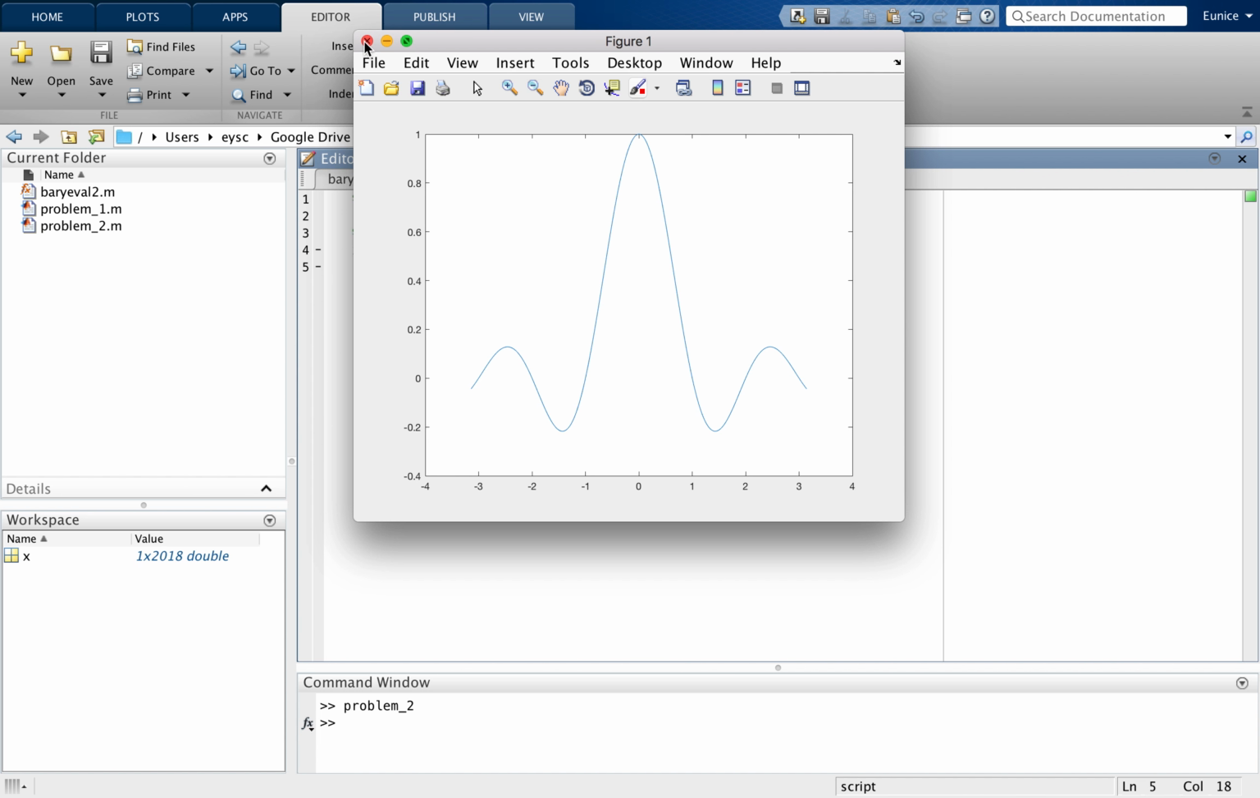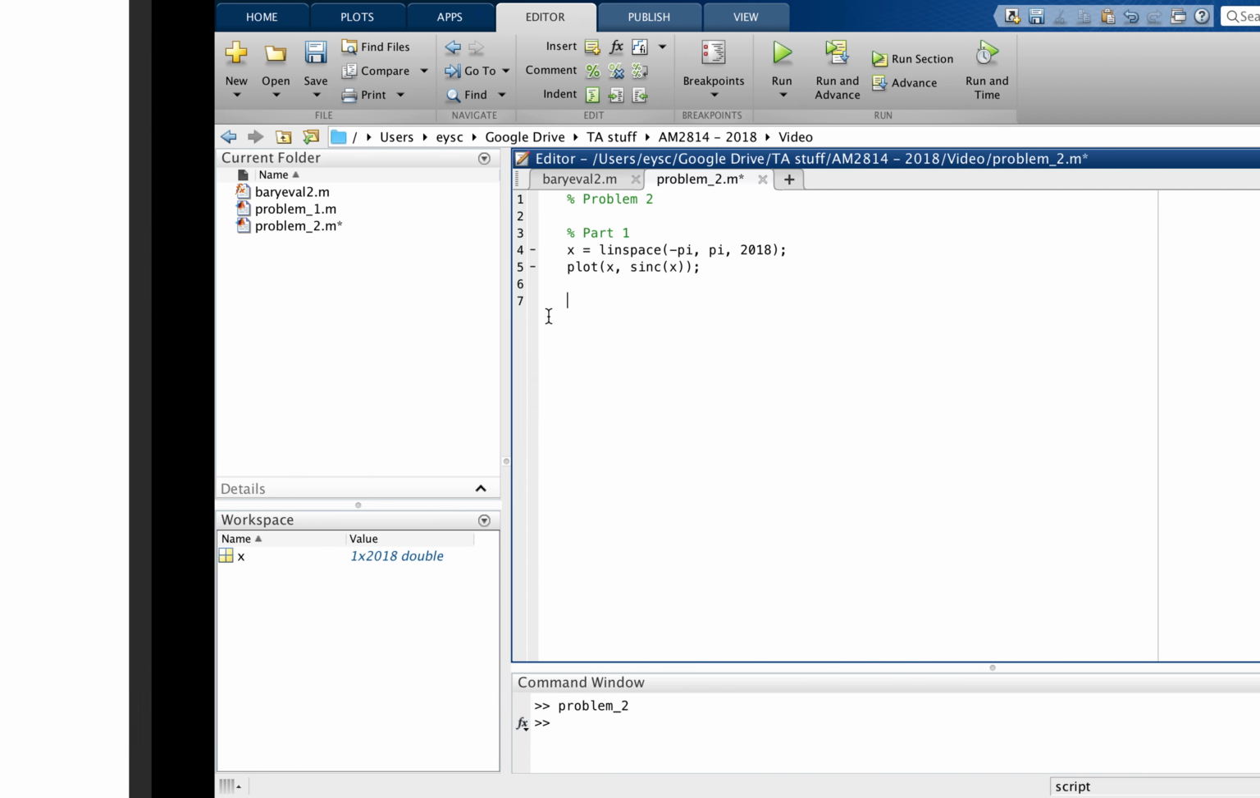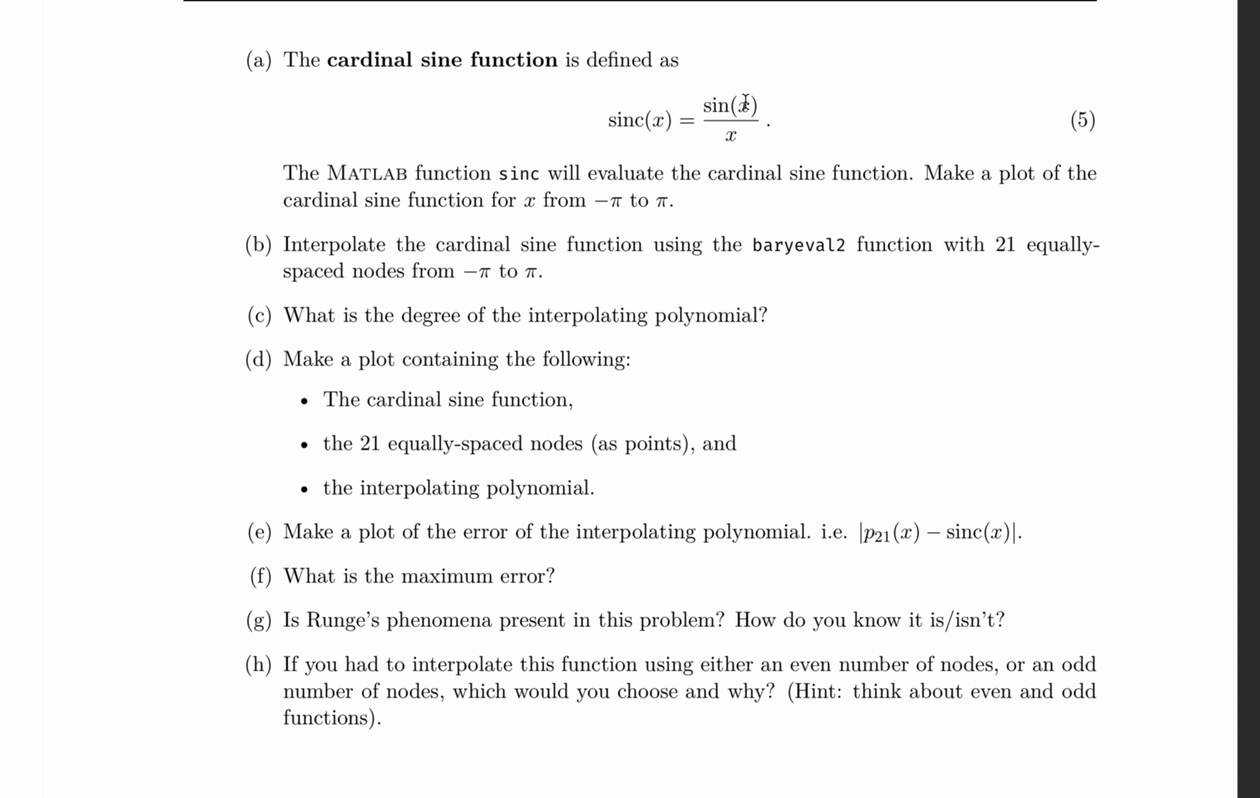Of course, in the midterm, you'll need labels, a title, and all of that. But in the interest of time, I'm not going to add them. It's up to you. So we have done part 1, I mean part A. Now for part B, we want to use our Berry eval function with 21 equally spaced nodes from negative pi to pi.